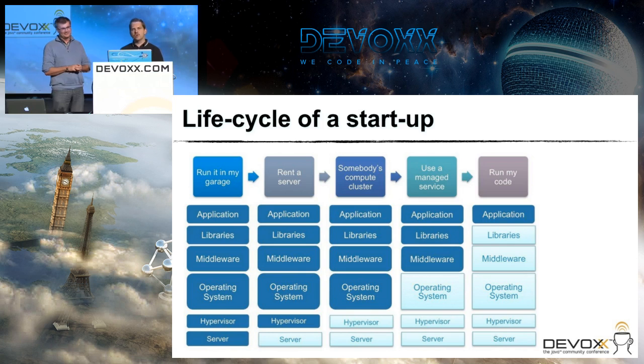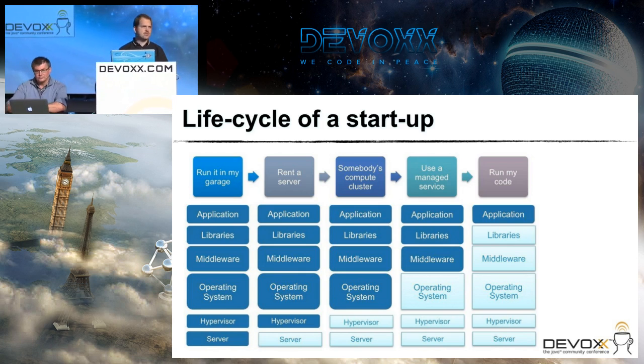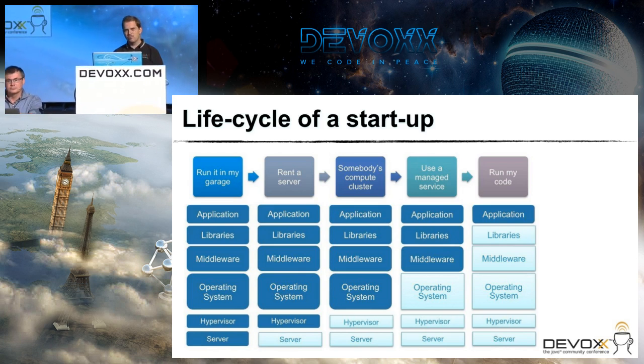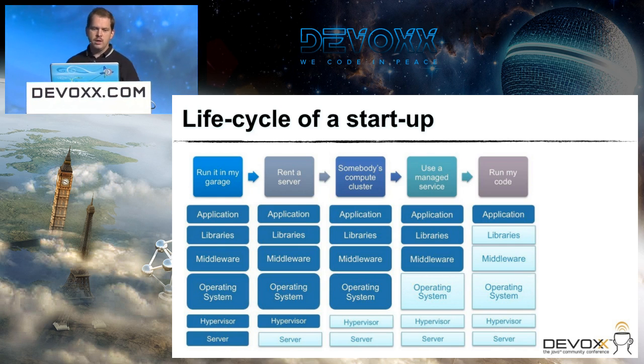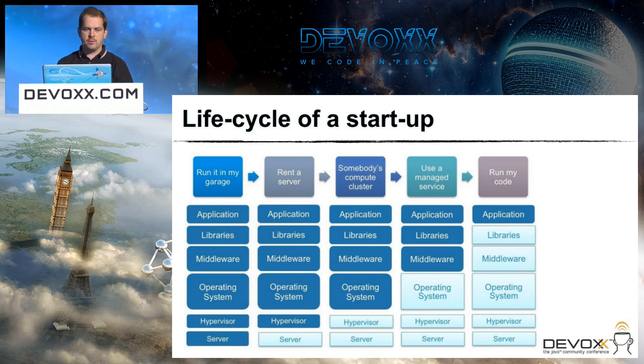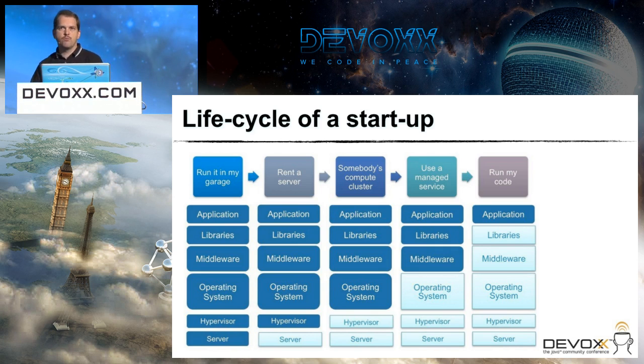So if you were to start a business tomorrow, you could run it in your garage, and some very successful companies were started in garages, but we think you have a whole lot of things to think about, starting from the hardware to probably some virtualization with hypervisors, operating system, all the way up to your application, which is really what you care about. So you could rent a server. So instead of buying stuff, you could rent stuff. So that kind of fixes some of the OPEX versus CAPEX problems, but you're still dealing with most of the stack. You could use somebody else's compute cluster.